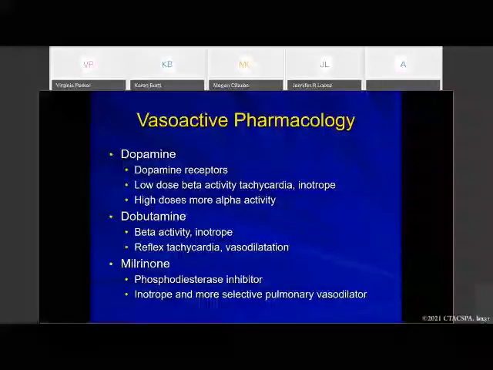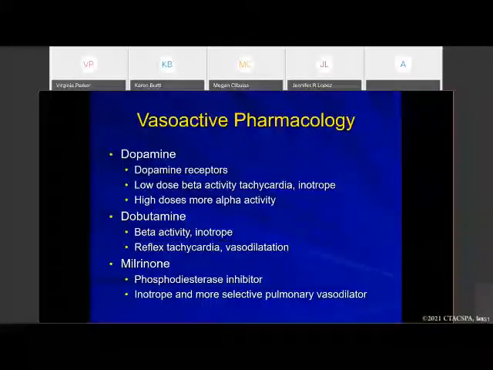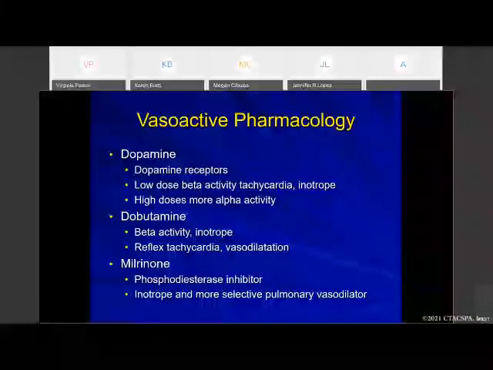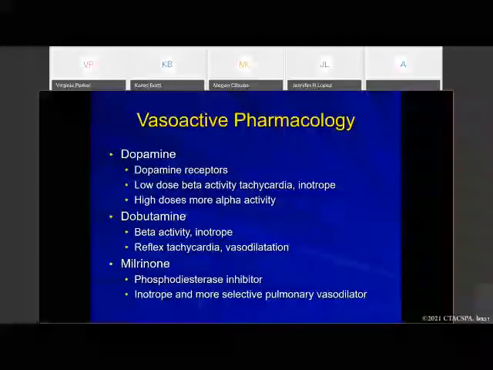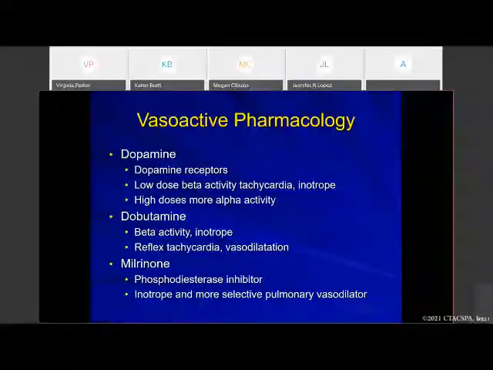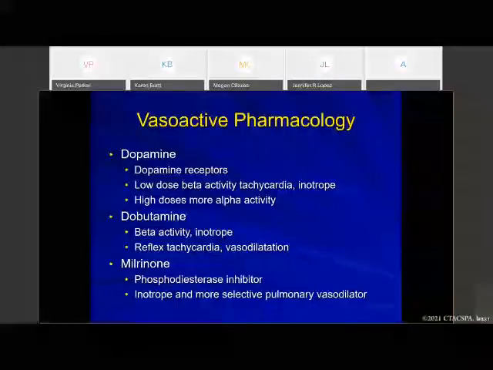Dobutamine has great beta activity. The problem is they get a reflex tachycardia, and it's also a vasodilator, so it might not increase their blood pressure. You just have to test it out basically, and that's where a Swan might help. But you don't necessarily need the Swan. You can test it out by seeing what happens when you give it, and if their blood pressure drops, maybe it's not the right choice.